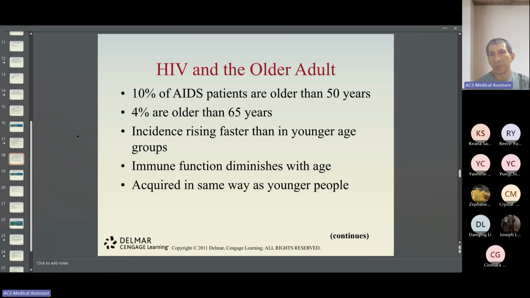So what about HIV and older adults? You might think, oh, well, elderly patients, or someone who is above 50 years old, oh no, these people are very educated. They have already heard a lot about these viruses, particularly HIV. So they're not going to get this. Well, guess what? It's not like that.